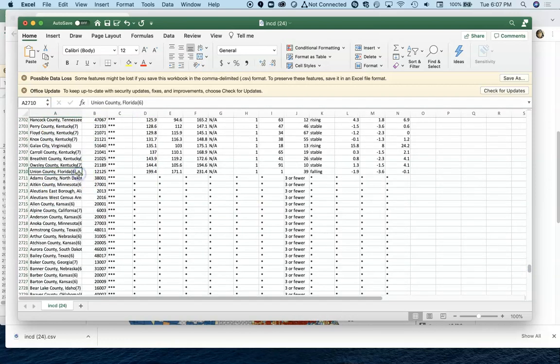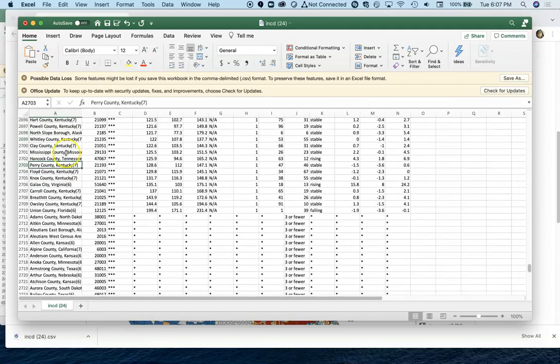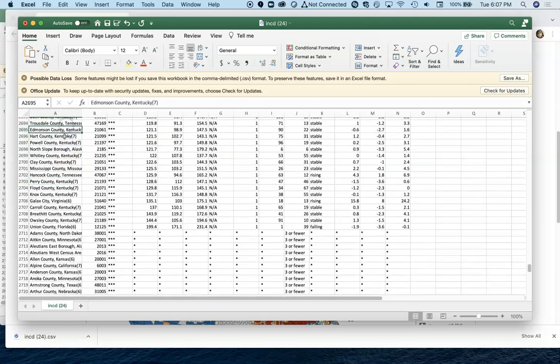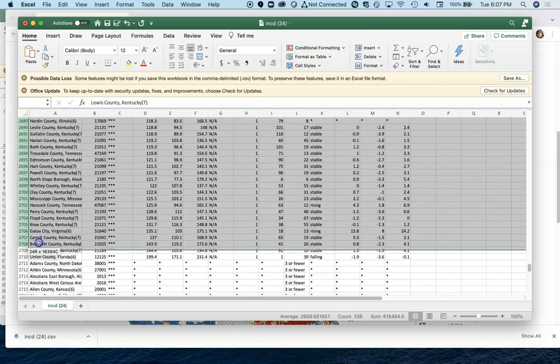So Union County, Florida; Owsley County, Kentucky; Breathitt County, Kentucky; Galax City; Knox County; Barbourville; Floyd County, Prestonsburg; Hazard. So a fair number of these: Powell County, Hart County, Edmonson County, a fair number of them are here in Kentucky. A lot of them, these top 50 at least, are right here, not far from Eastern Kentucky University.